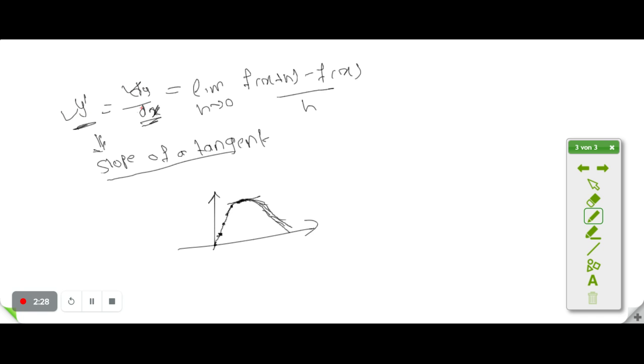We will be using dy by dx a lot when we solve the problems, and this is the formula which we have: limit of h tends to 0, f of x plus h minus f of x upon h, right? So let's solve without wasting time. Let's solve the first function.